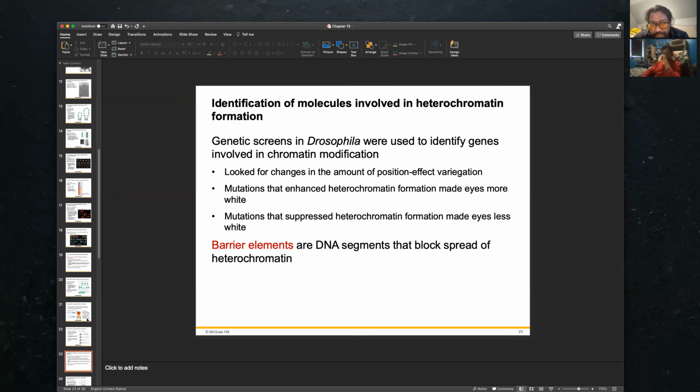It was like in that picture from a couple of slides before. So this is how they found it out. They found mutations that made it more heterochromatin, which resulted in eyes that are more white. If there's more heterochromatin, the eyes are going to be more white, and if there's less heterochromatin, they're going to be less white.